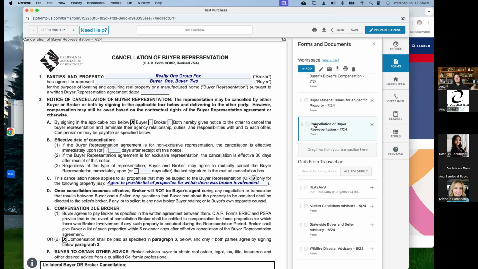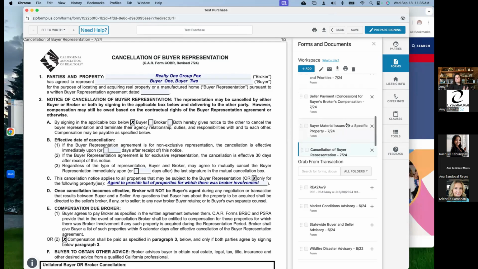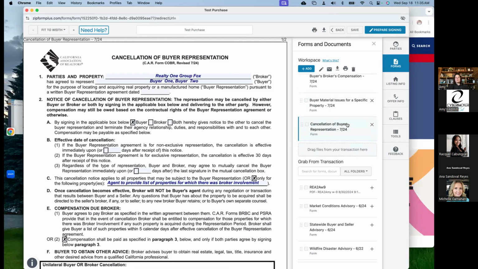So we could always do that ahead of time so that they feel comfortable and confident that it's not just lip service, that we're serious about their ability to cancel that agreement and what the terms of those cancellations would be and how that would affect them moving forward, right? No sense in shimmying around the area, not having that conversation. Give them that confidence up front that you're willing to do what you say. Okay, so that's that cancellation of buyer representation form.